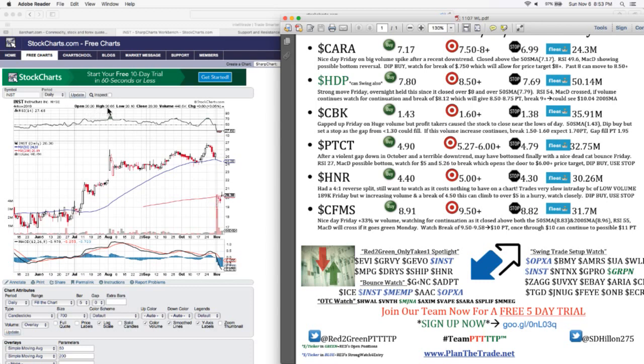Basically, if this can break high of day at 20.65, this thing is in the gap fill zone. You got all this gap to fill.